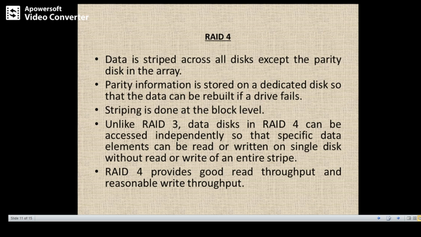RAID 3 and RAID 4 concepts are the same, but the major advantage in RAID 4 is that the data disks can be accessed independently, so that specific data elements can be read or written on a single disk without reading or writing the entire stripe. RAID 4 provides good read throughput and reasonable write throughput.